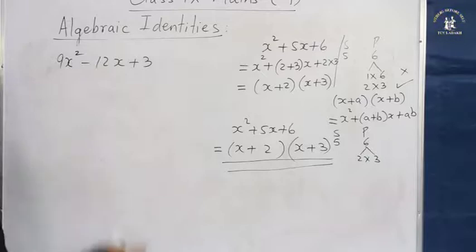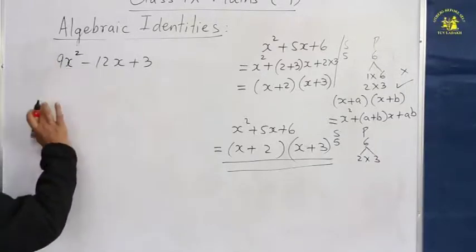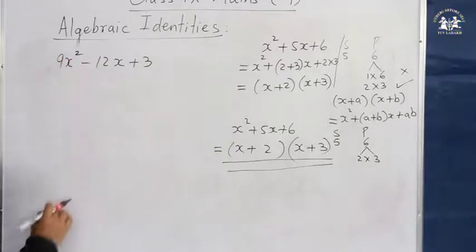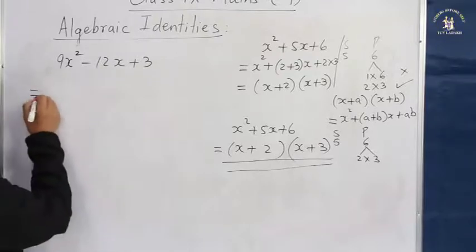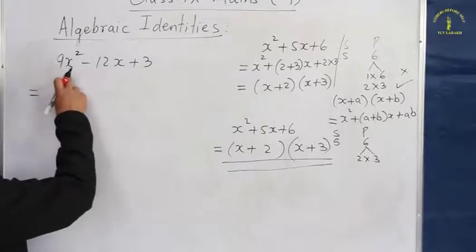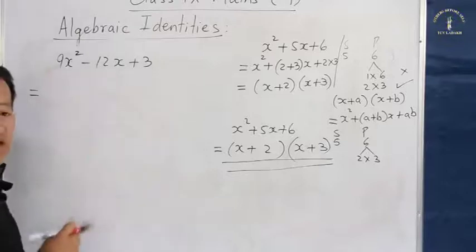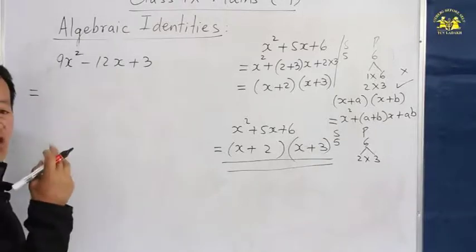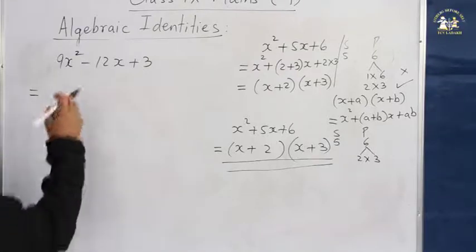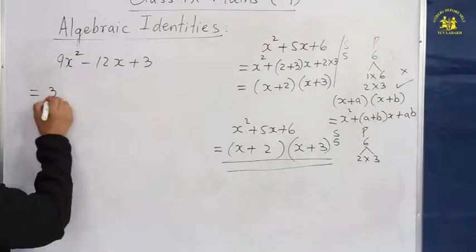The difference here in this case is that the coefficient of x squared is not equal to 1, it's equal to 9. So in order to factorize this, one way of doing it is to try to find whether all the terms have a common factor or not. If they have a common factor, we shall take that common factor out. So in this case, 3 is common throughout. So 3 is the common factor.